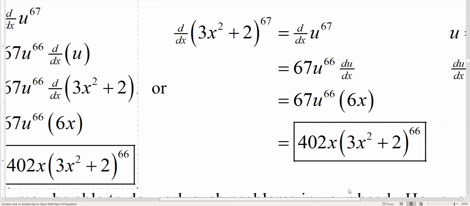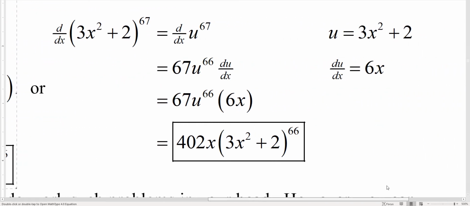But this has its advantages over here, is to work some of it out on the right, which makes the flow on the left just a little bit nicer. So again, here we let u be 3x squared plus 2, and we have the derivative of (3x squared plus 2) to the 67th, which is the derivative of u to the 67th. Again, that's 67 u to the 66 times the derivative of u with respect to x. But rather than working that out here on the left, I'm going to work that part out on the right.